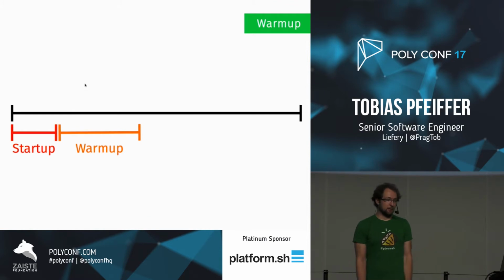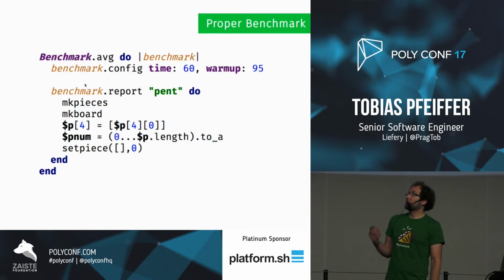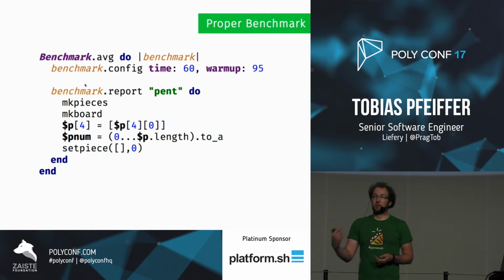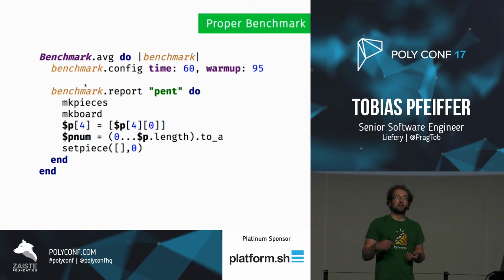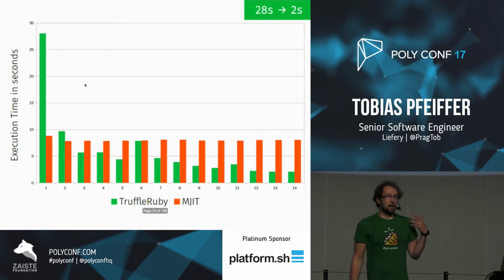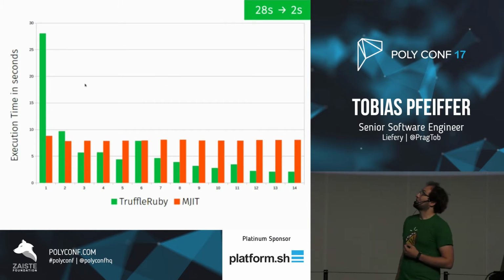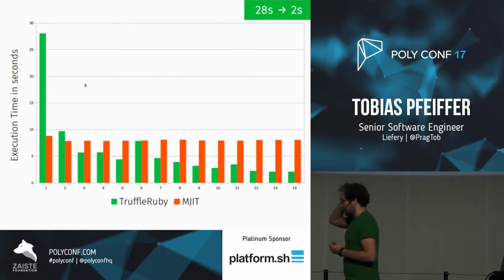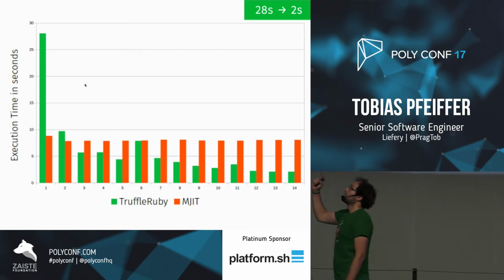Next up, warm-up time. So I put it into a proper benchmarking library, one that I happen to have written myself, that does multiple iterations and actually does a warm-up time. So for 95 seconds, it just runs the code without the result going into our final result. But I noted down all the runtimes, and I made you a pretty graph. So you can see that for the first iteration, GraalVM or Truffle takes 28 seconds.